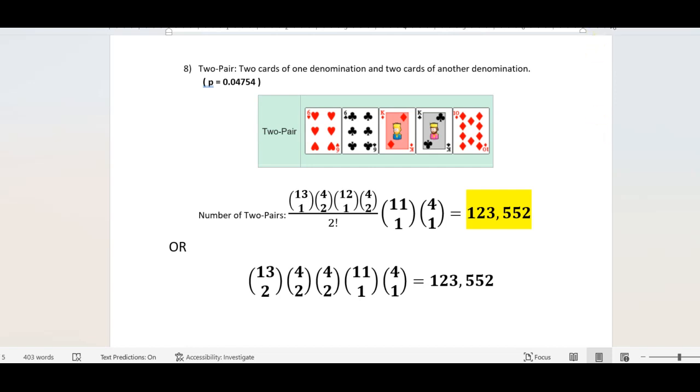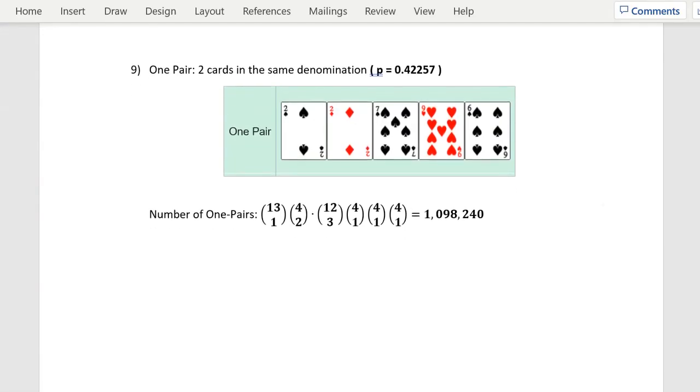Let's move on to the next one. Number 9. In number 9, 1 pair. That's the other possibilities of 5 card dealt. The probability of a pair is better than 42%. So this is very likely to happen. We even have a more likely hand, that would be number 10.